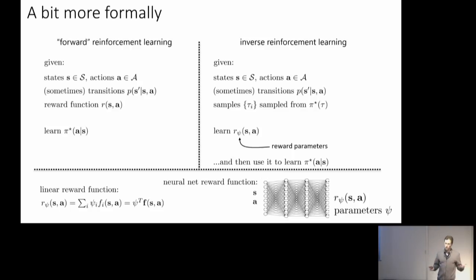And then, of course, once you've learned the reward function R psi with inverse RL, then you can use that reward function to recover the expert's policy.